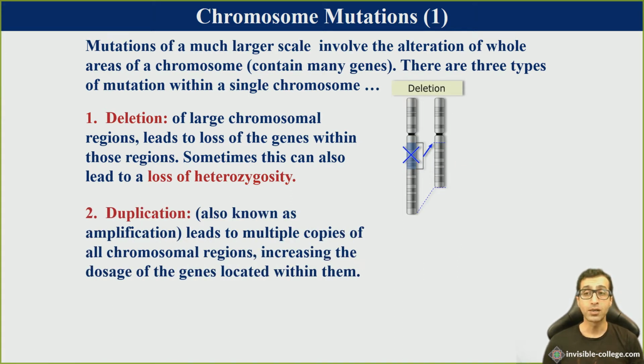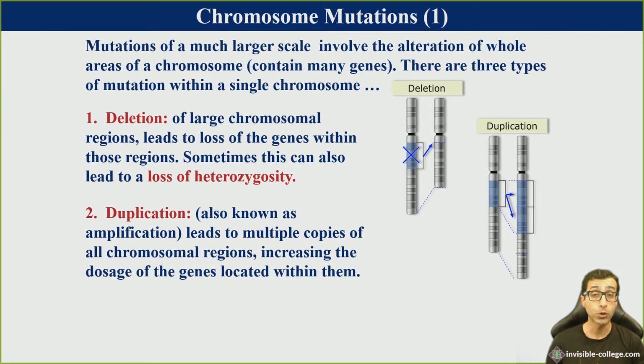There's also duplication, which can also be called amplification. Now, this can lead to multiple copies of chromosome regions occurring within that same chromosome, and this increases the dosages of the genes located in them, and in turn can increase the amounts of the proteins coded for by those genes being transcribed and ultimately translated.